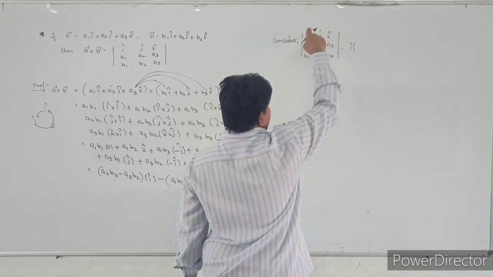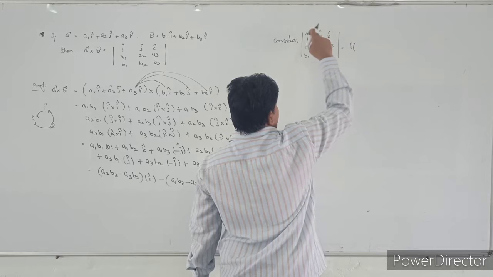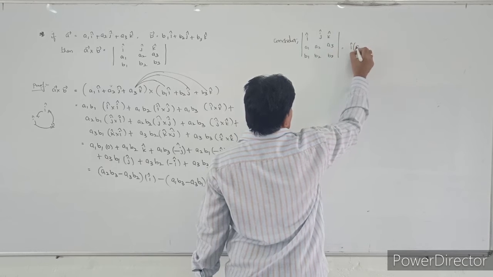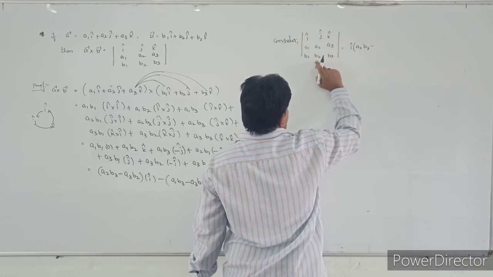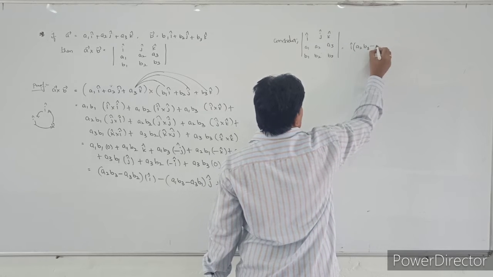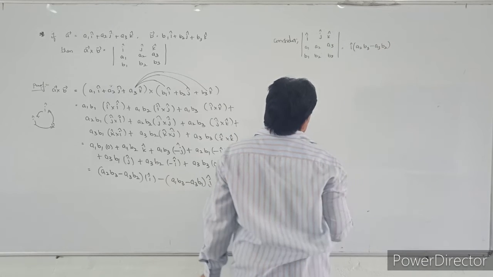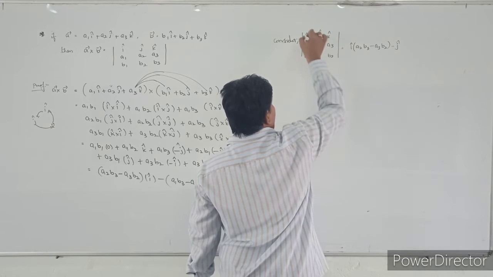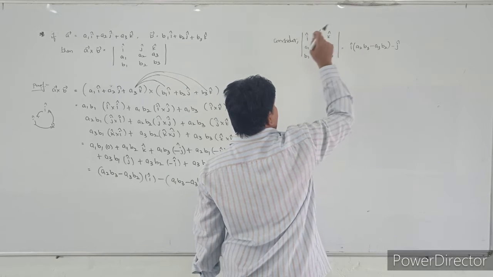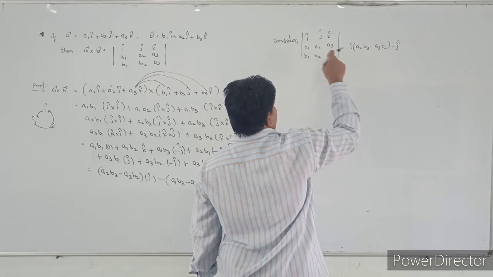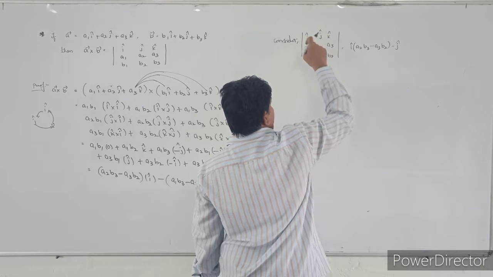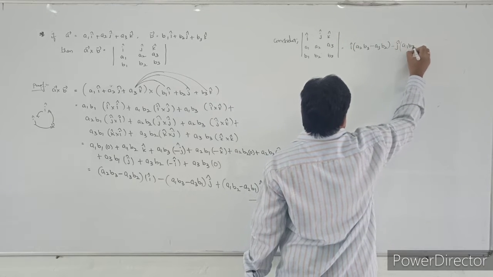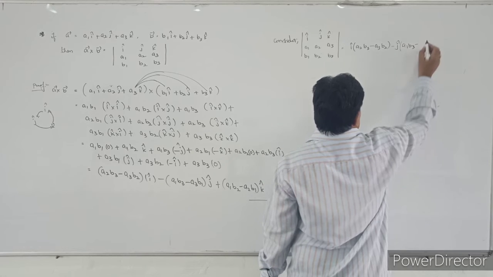I cap into, delete the row and the column. So the determinant of this one is A2B3 minus A3B2. Next, the second one is minus J, delete the row and column. What remains is A1, A3, B1, B3. The determinant is A1B3 minus A3B1.